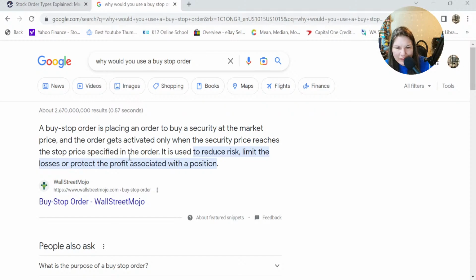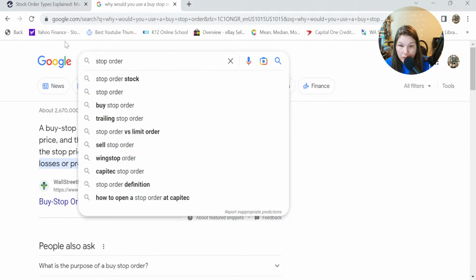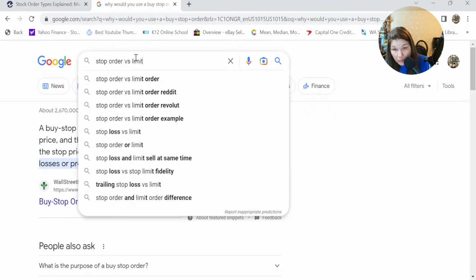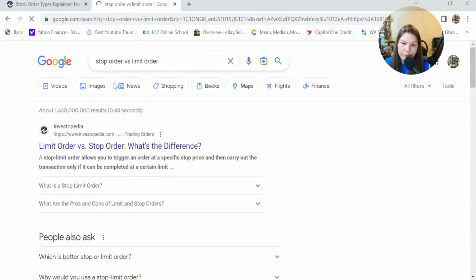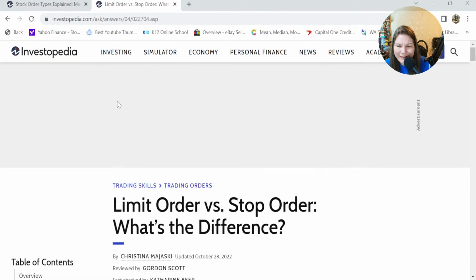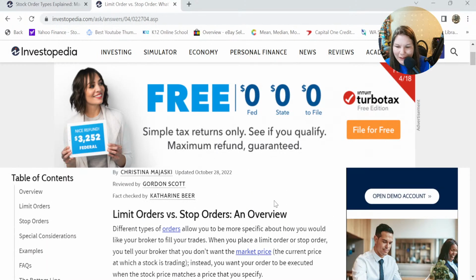So it's a type of limit order. What is the difference between a stop order versus a limit order? Let's see what the difference is, guys. It's a type of limit order, but what is a stop order?